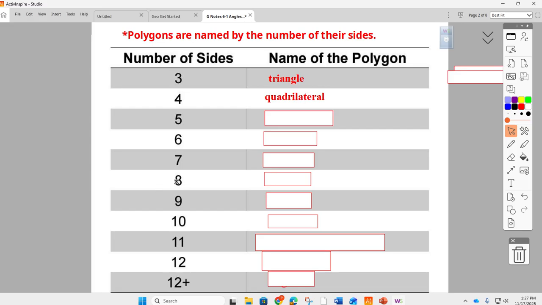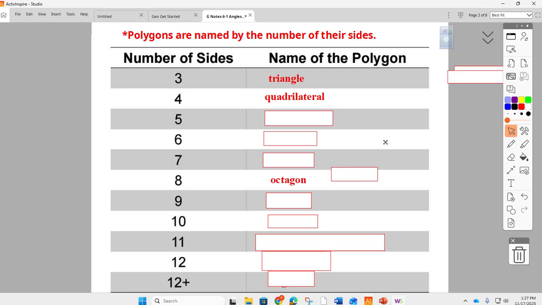This is an 8-sided figure. How many of y'all are learning to drive right now? What road sign has 8 sides? A stop sign, right? What do we call the shape that has 8 sides? Octagon, yeah.